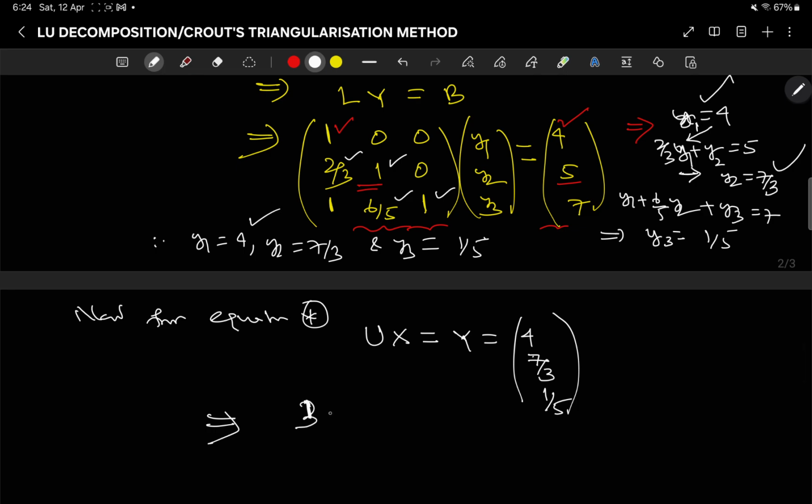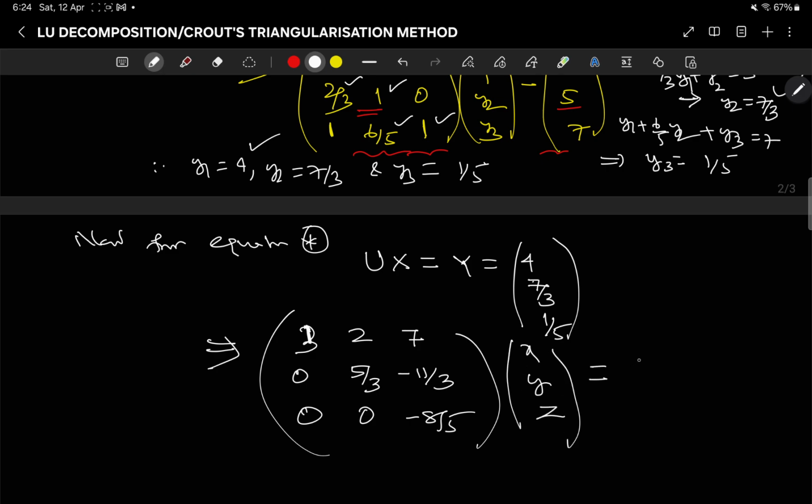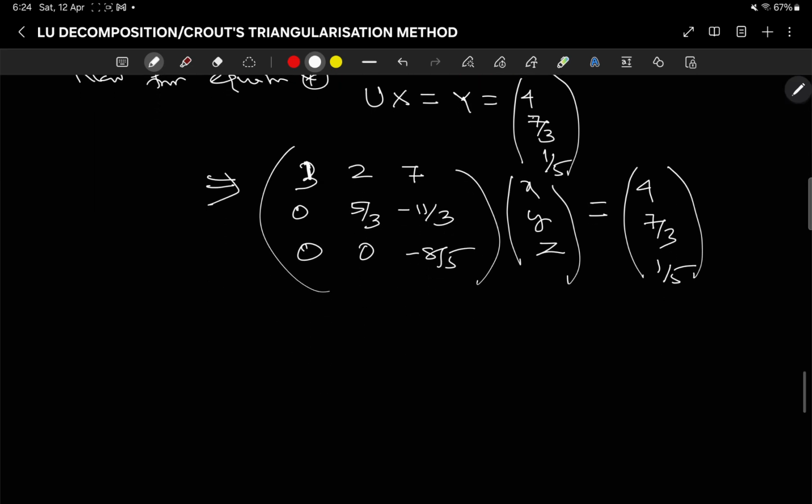U11, U12, U13 it is 3, 2, 7, then 0, then U22 is my 5 by 3, U23 is my minus 11 by 3 and it is 0, 0. U33 is my minus 8 by 5 and my X is here X, Y and Z I have taken, or X1, X2, X3, what you call. So it is my 4, 7 by 3, 1 by 5. Now you compute the back substitution technique here. Back substitution.